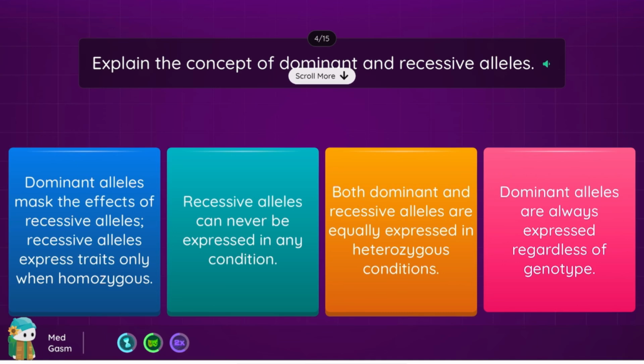Question. Explain the concept of dominant and recessive alleles. Option 1. Dominant alleles mask the effects of recessive alleles. Recessive alleles express traits only when homozygous.